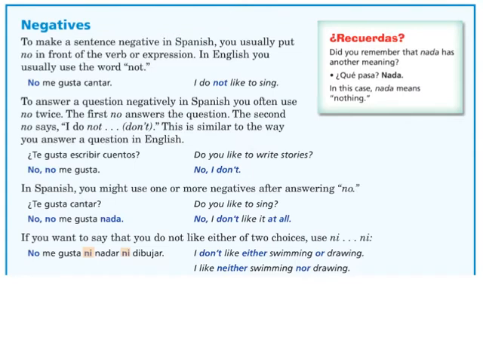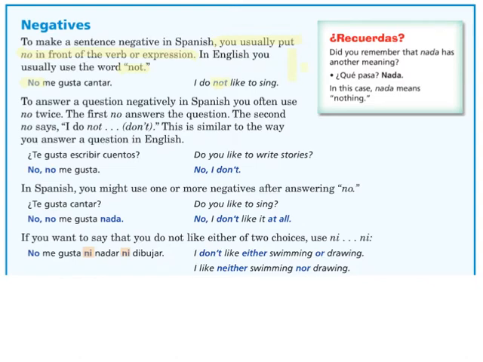We have a few different things that we're going to look at here, 4 points that I want you to put on your paper about how we make a sentence negative in Spanish. To make a sentence negative in Spanish, you usually put no in front of the verb or expression. It's going to be the exact same sentence, but negative. In English, we would use the word not. So if we want to say, I do like to sing, we would say, me gusta cantar. If we want to say, I do not like to sing, we would say, no me gusta cantar.